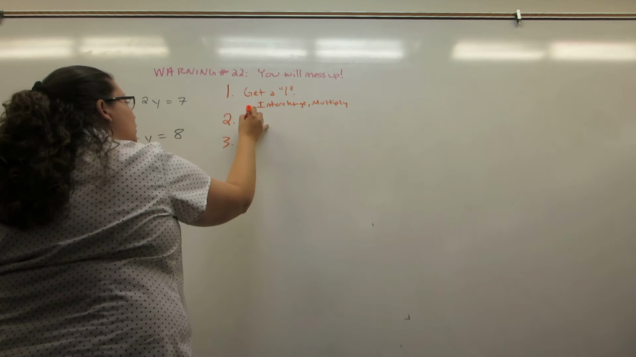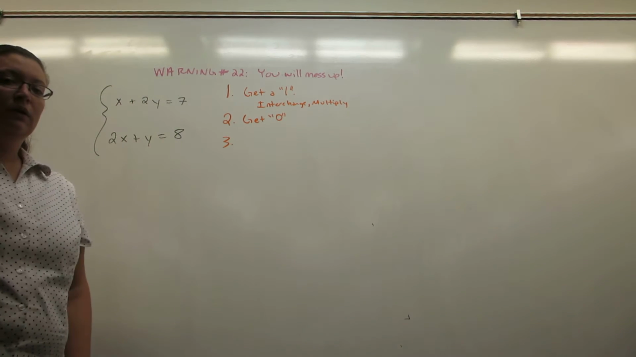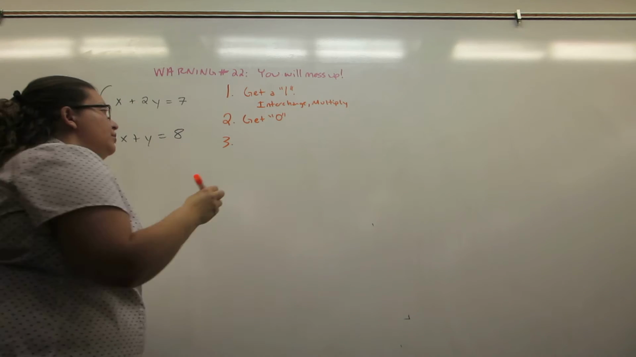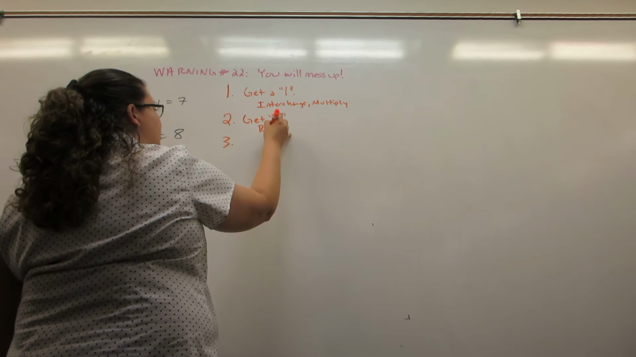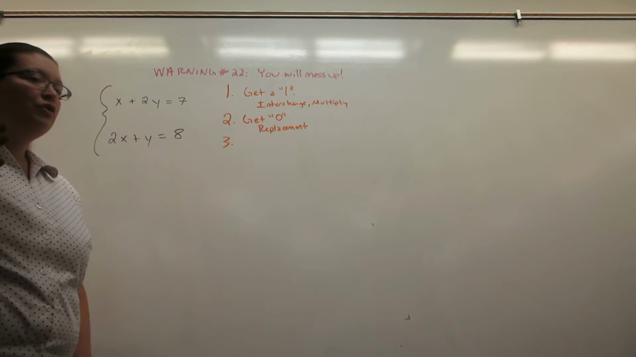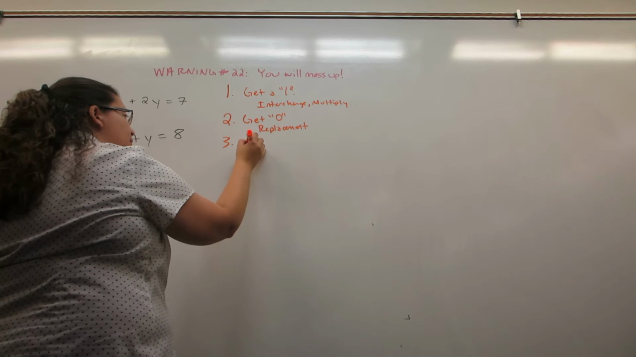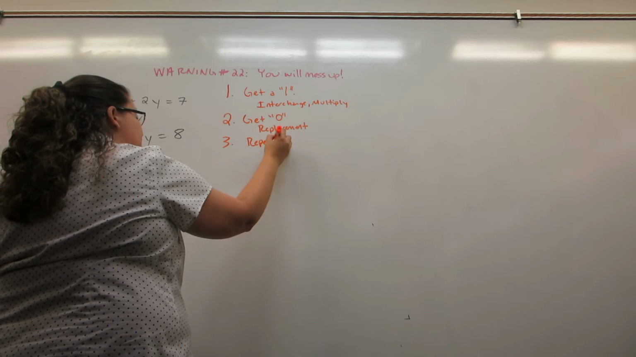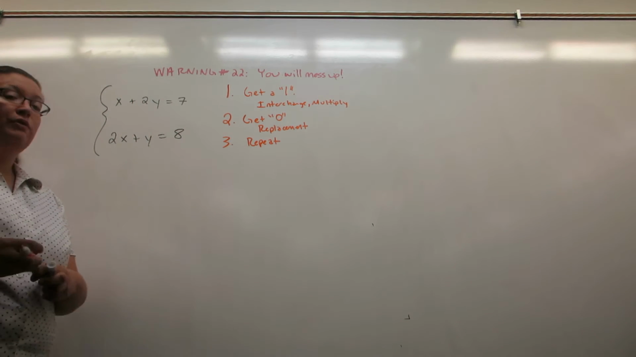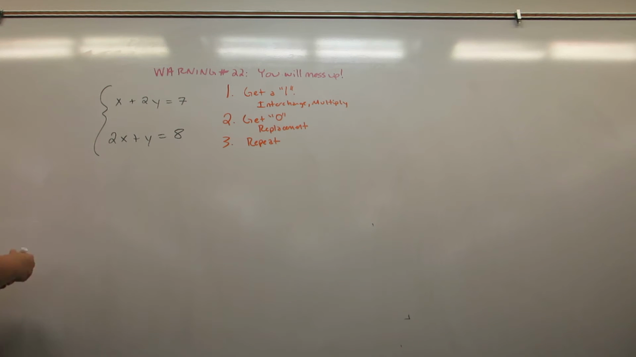Second, we're going to get zeros where we need them. In order to do this, we're going to do the replacement step, which, if you remember, was adding to one row a multiple of another row. And then we are going to repeat this process as often as we need to end up with row echelon form. So here's our system.